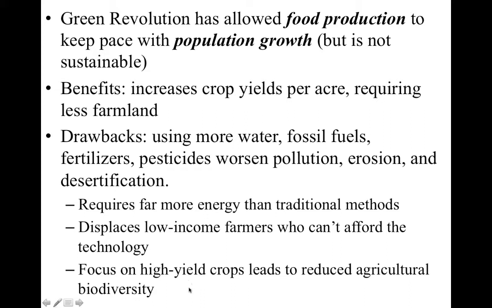The focus on high yield crops has also led to reduced agricultural biodiversity, meaning a focus on the foods that produce well and stopping growing foods that take too much of an investment of labor. And this has kind of narrowed the human diet.